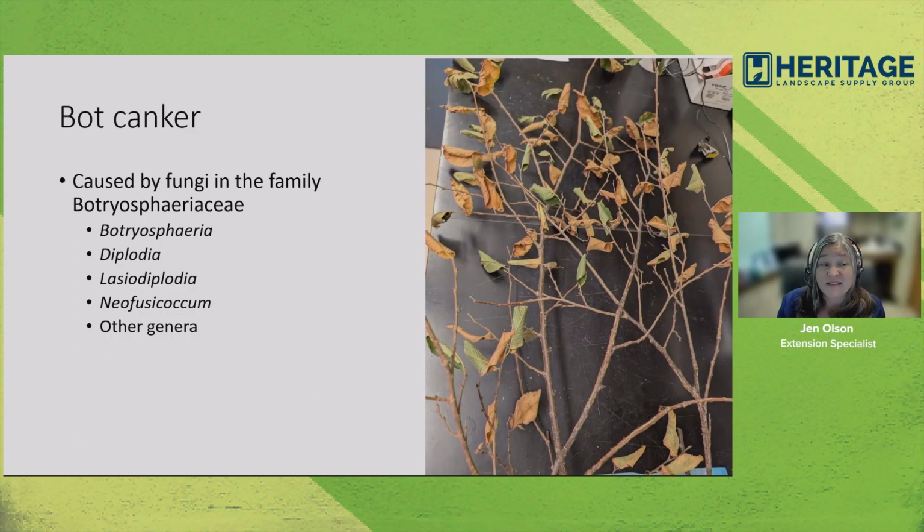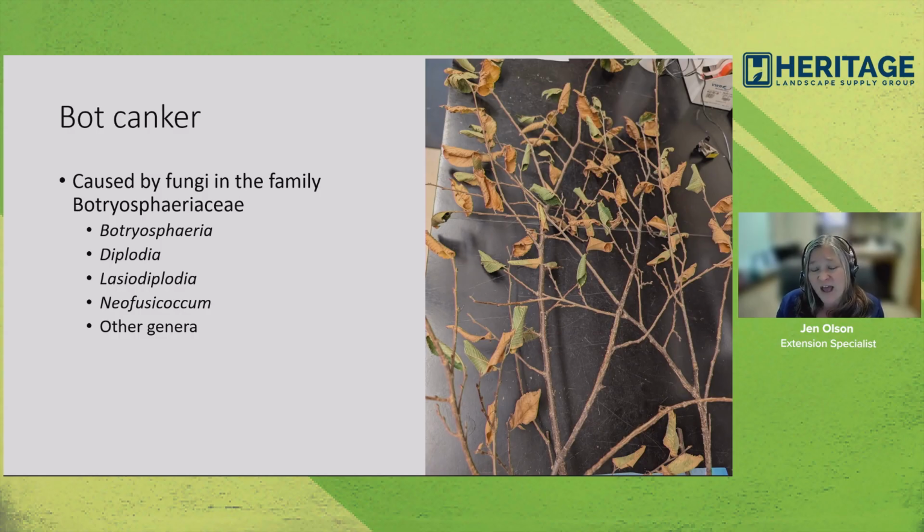I get samples from all over the country, everywhere from Florida, California, Arkansas, Texas, and regardless of where things are coming from in the country, I find a lot of fungi causing canker and decline that are in this family Botryosphaeriaceae. At one time, they might have been classified as Botryosphaeria species. A lot of taxonomic changes. They're still in the family, but you may see some of these other genera. I call them bot canker since they're in that Botryosphaeriaceae family.